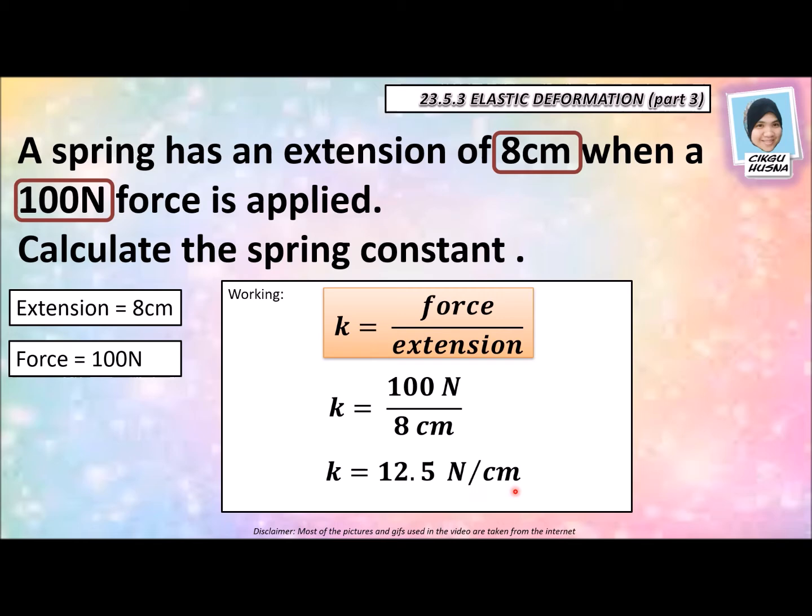To make sure that your unit is correct, you look at the information given. Here you are given Newton and centimeter, so the unit will be Newton per centimeter. But if you were given Newton and then meter, the unit will be Newton per meter.